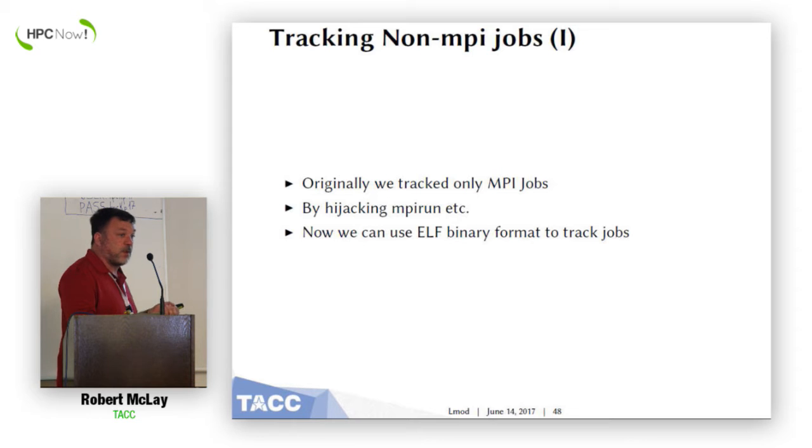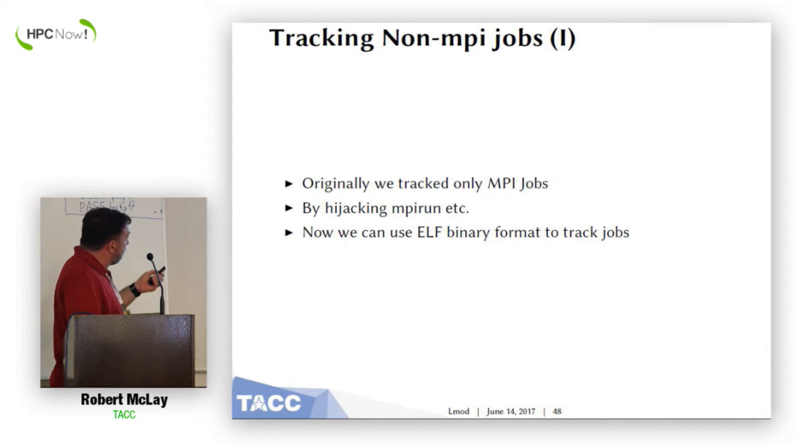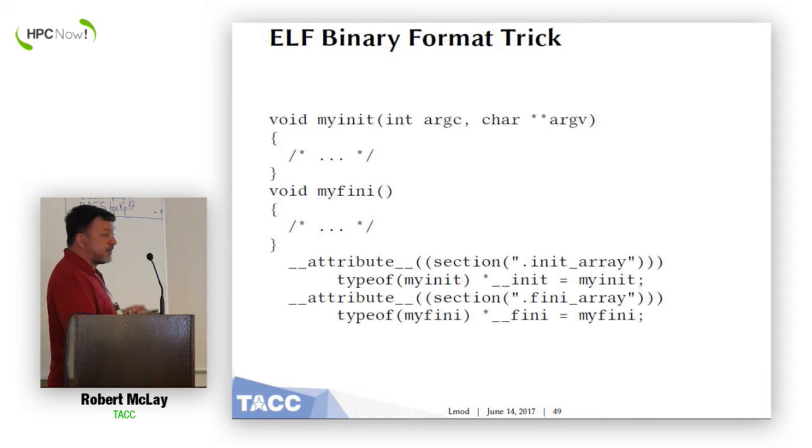XALT 2 tracks both MPI and non-MPI jobs, because I know that at least 25% of the SUs and 50% of the jobs are non-MPI jobs on our system. And I'm sure that your sites are doing even more scalar jobs and less MPI. We used to only track MPI jobs by hijacking mpirun or whatever. But now we use an ELF trick to track jobs. Yes, I'm showing some code, but it'll only be one slide, so we'll survive.